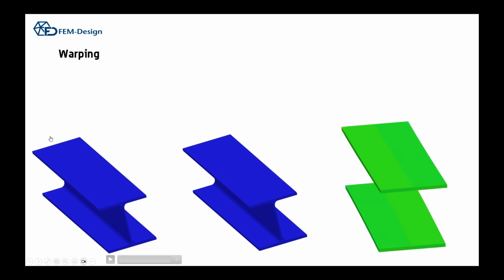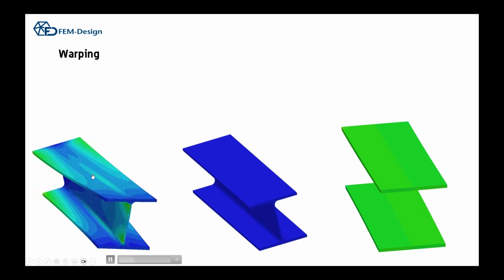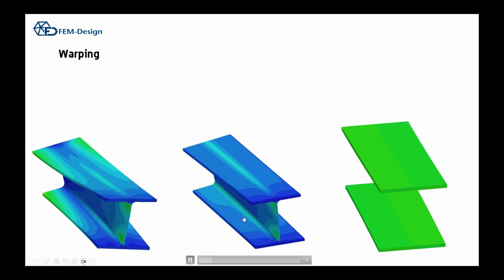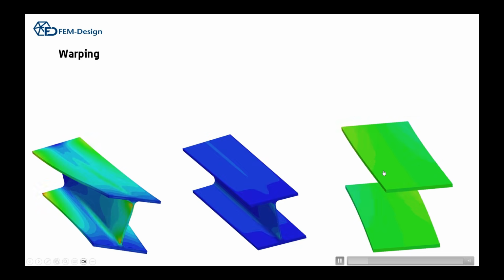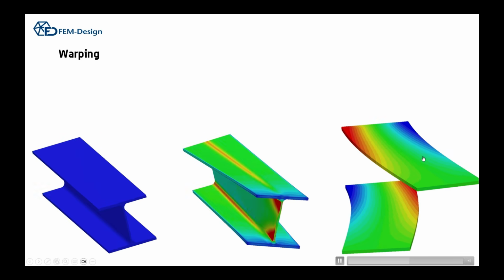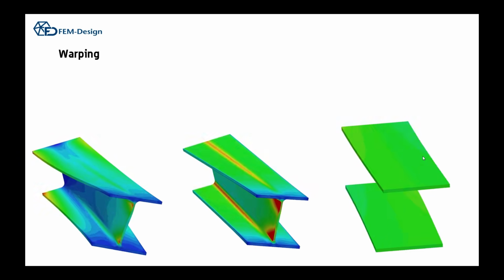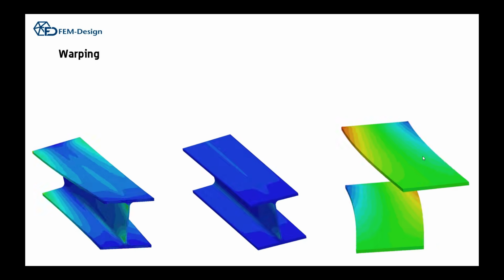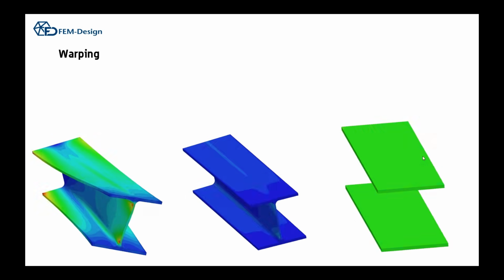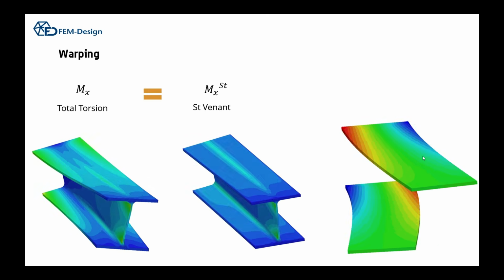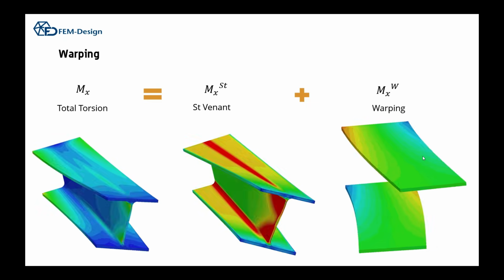And the total stress state of the beam is really complex. It looks something like this, but if we divide it into 2 components, we have a component that is St. Venant, and then we have another component that is the warping. And if you now look at the warping component, it's really clear what's going on. You can probably guess what this thing is. It's bending of the flanges.